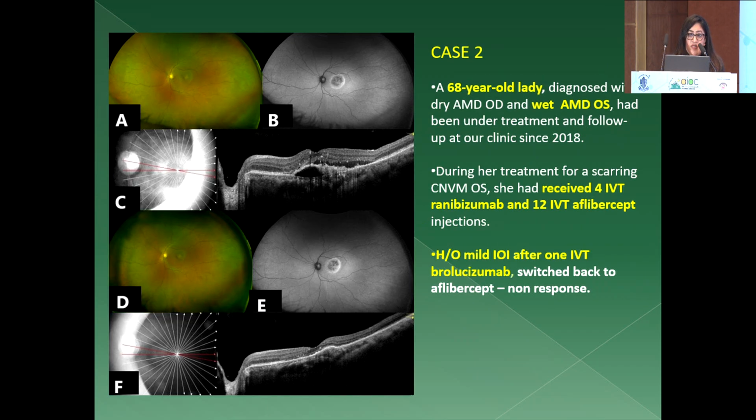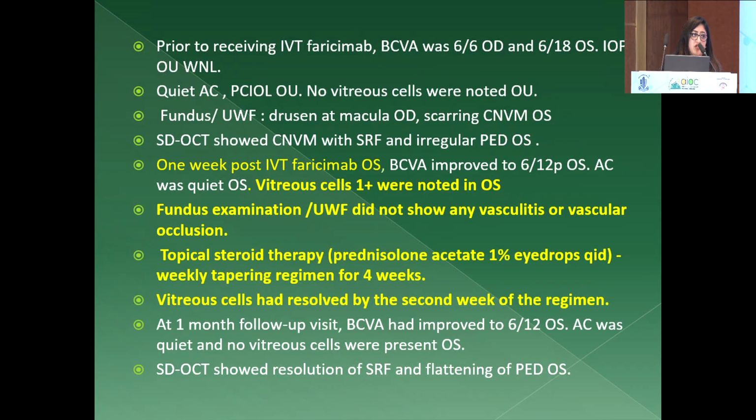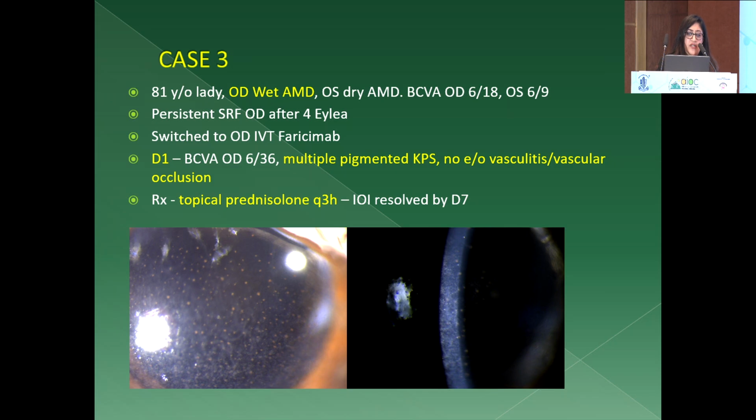The second case was that of a 68-year-old lady with wet AMD OS who had received 4 intravitreal ranibizumab and 12 Eylea injections in the past. There was a history of mild vitritis following one injection of brolucizumab in the past. She was switched to faricimab in view of non-response to other injections, and she presented similarly with vitreous cells 1+ on day 7 post-intravitreal faricimab. There was no occlusion, and topical steroid therapy was used, and she responded well.